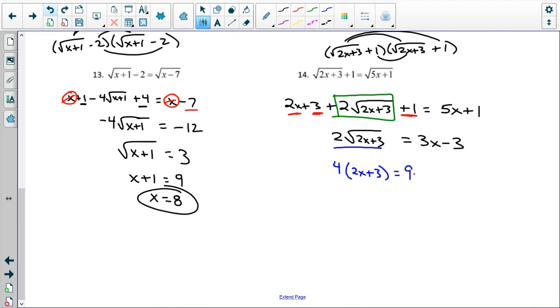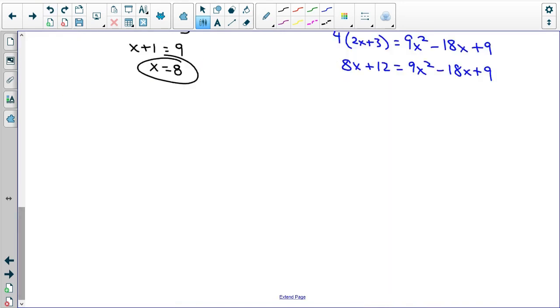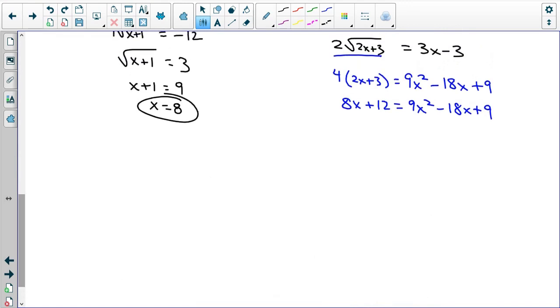The right side of this becomes 9x squared minus 18x plus 9. 8x plus 12 equals 9x squared minus 18x plus 9. And now it just becomes a bunch of doing what we've done ever since the quadratics unit. So 9x squared minus 26x minus 3 equals 0.